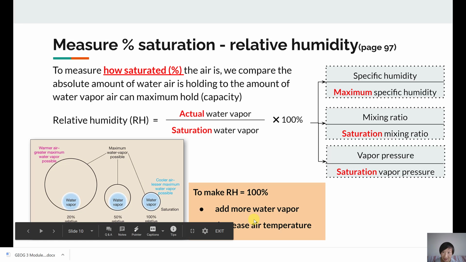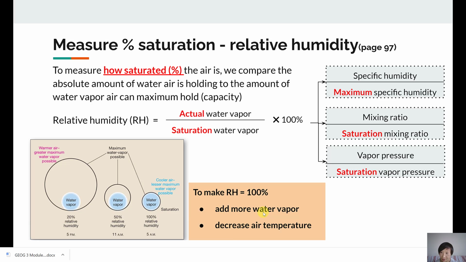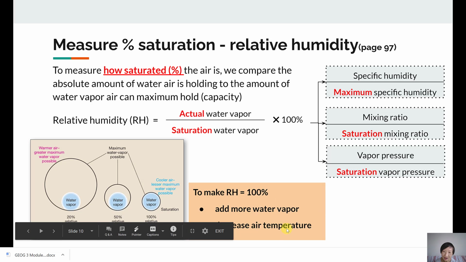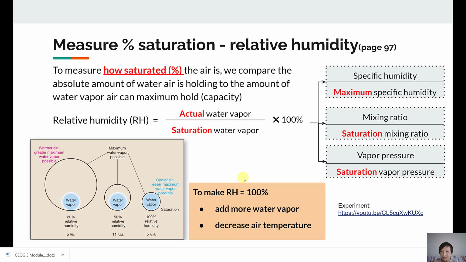Clouds form up there in the sky, right? When you go up in the troposphere, temperature decreases. Our air will become cooler and can hold less water, so that's why you can only see cloud at a certain level. When air becomes 100% full, you see condensation happen. Here's an experiment to make a cloud in a jar, so look at this video to see how you can decrease the temperature to make the air saturated.